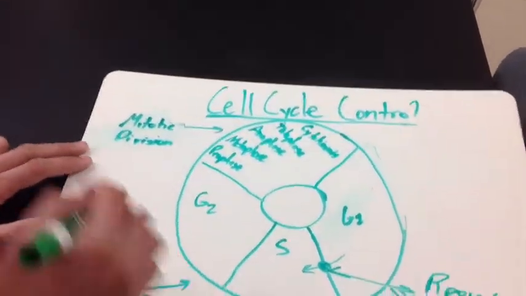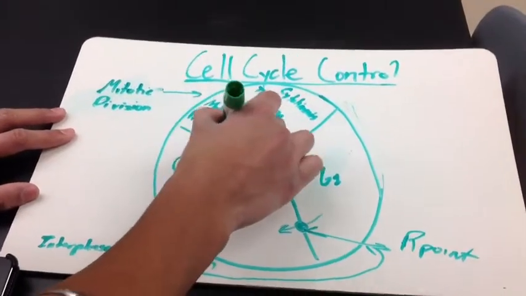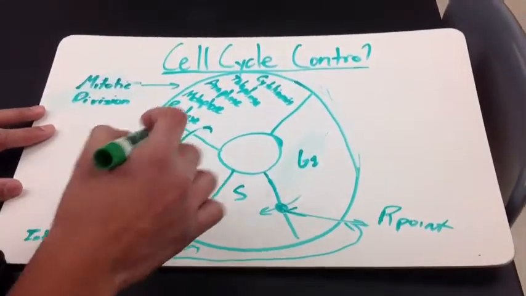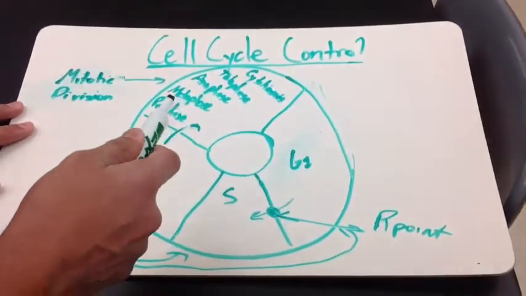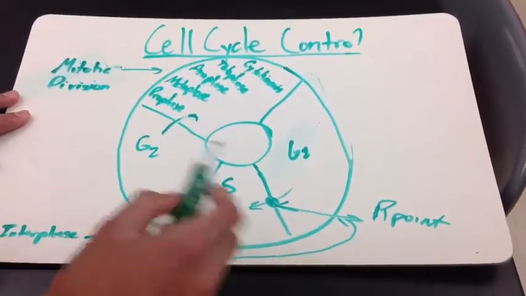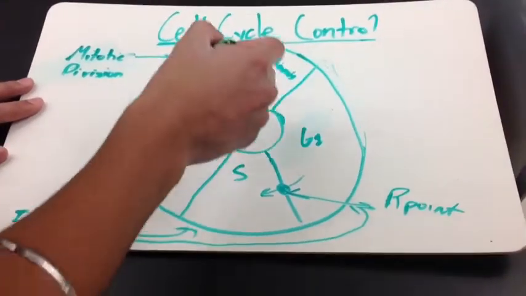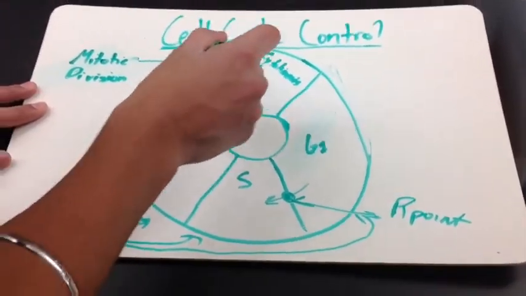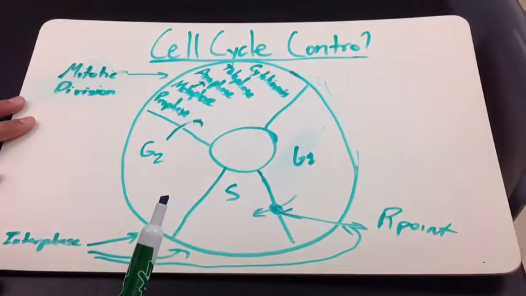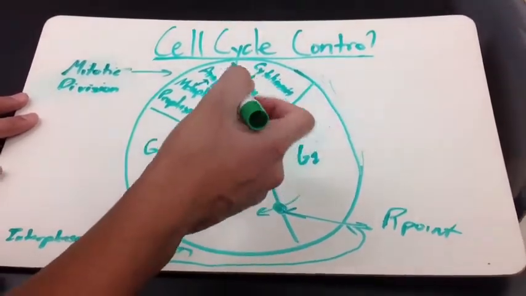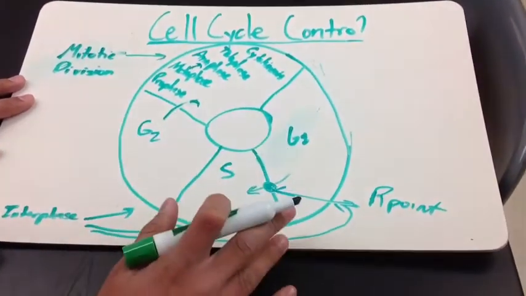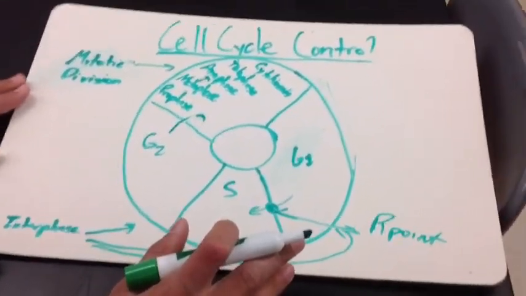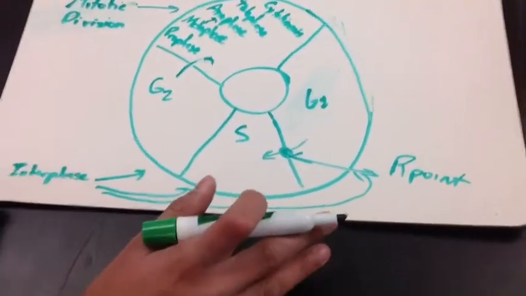The second point is from the G2 to meiotic cell division. This checks to see if the DNA of the cell has completed replication. The final point is from metaphase to anaphase. This checkpoint checks to see if the cell has completed aligning its chromosomes at the equator for it to divide.